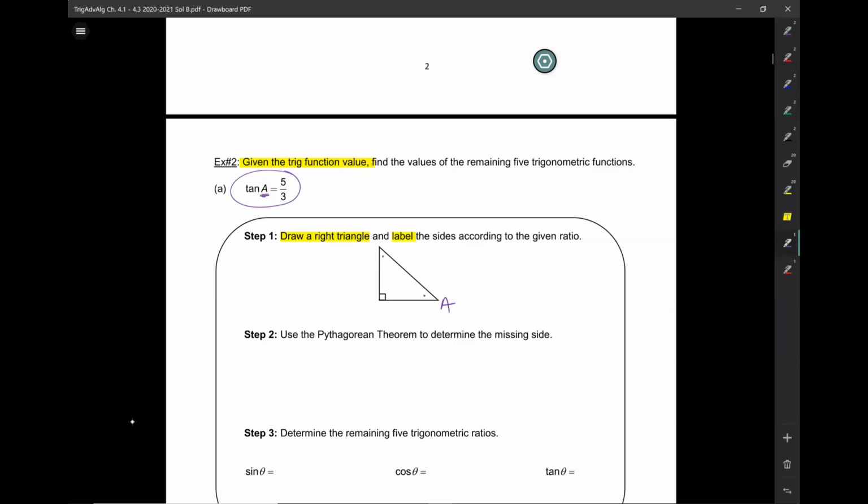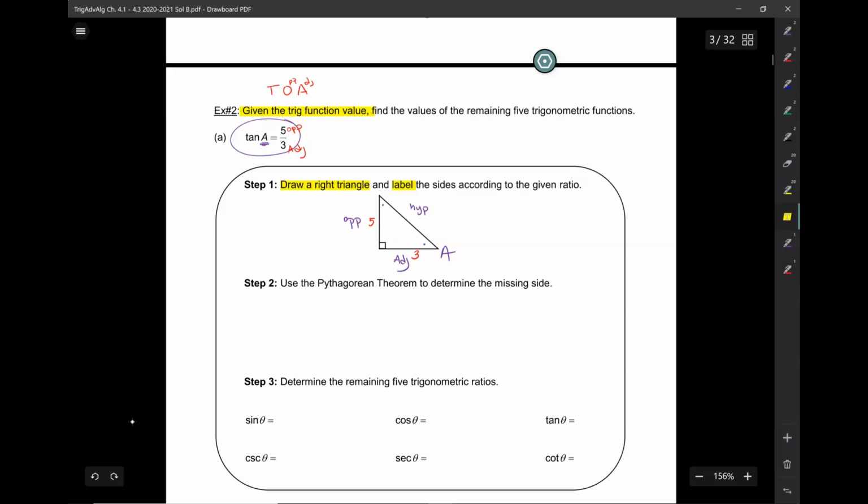Now I need to label the sides here. Again, hypotenuse, opposite, adjacent. In my tangent, right? Remember, tangent is in SOHCAHTOA, this is TOA, right? Tangent is opposite over adjacent. That means 5 is the opposite side, 3 is the adjacent side. So I label 5 and 3. Okay, that's the first step. The second step is to use the Pythagorean theorem to determine the missing side. So you see here there is a missing side x. So now I'm going to do 5 squared plus 3 squared is equal to x squared. 25 plus 9 is equal to x squared. 34 is x squared. Take a square root, and x is root 34.